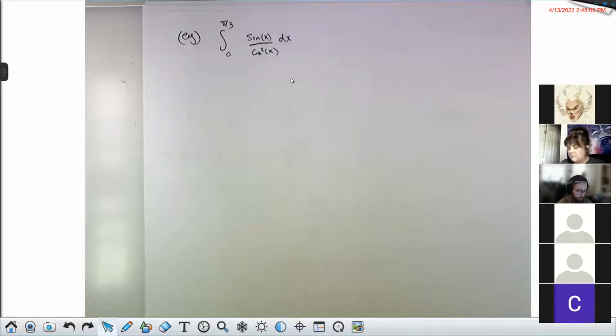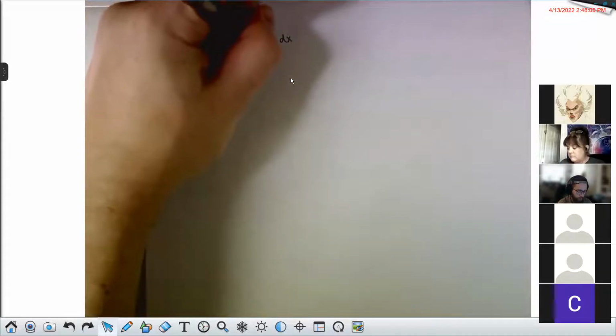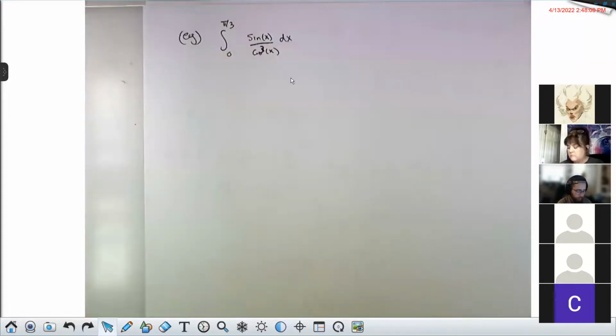You know what? As a matter of fact, let's mandate the substitution. Let's make this a cos cubed. So integrate from 0 to pi over 3 sine x over cos cubed x. Now you need the substitution. Maybe changing that tells you a little bit what to sub for.